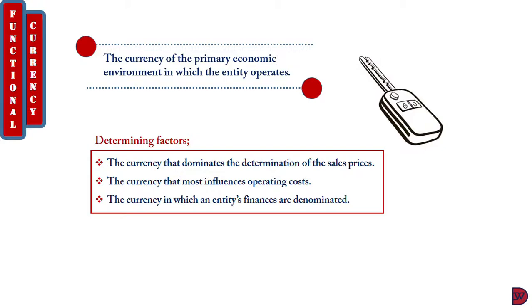An entity's functional currency reflects the transactions, events, and conditions under which the entity conducts its business. So once decided on, the functional currency does not change unless there is a change in the fundamental nature of the transactions and relevant conditions and events.